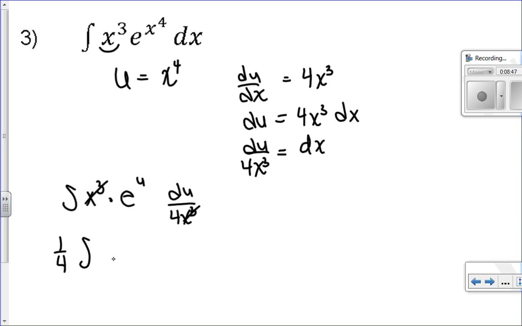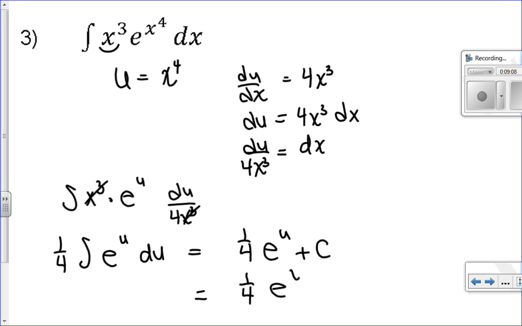So this is a quarter times the integral of e to the u du, which I know is 1/4 e to the u, because the antiderivative of e to the u is just itself, and then I'll add plus c. And then last step, I just substitute what u was, which is x to the 4th. So this would just be 1/4 e to the x to the 4th plus c.